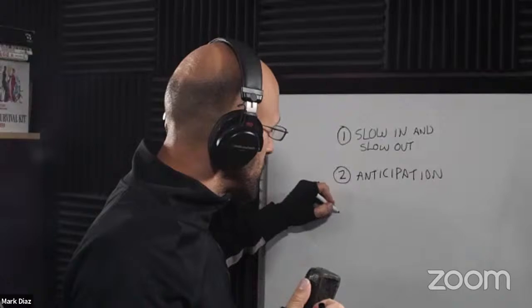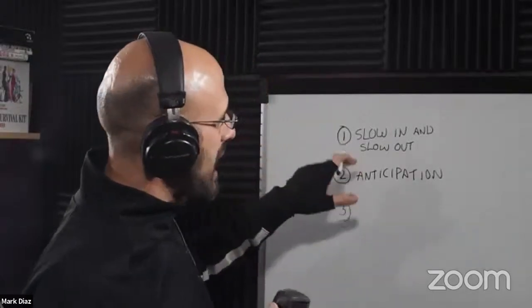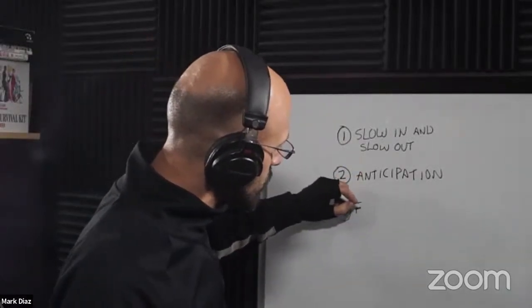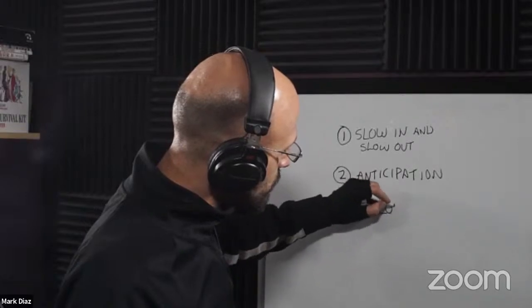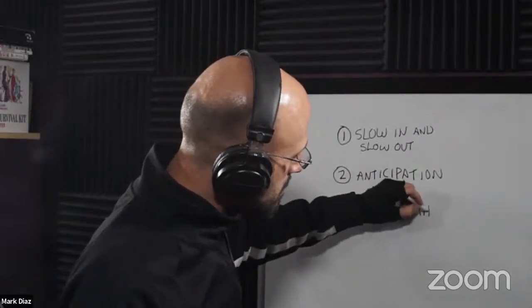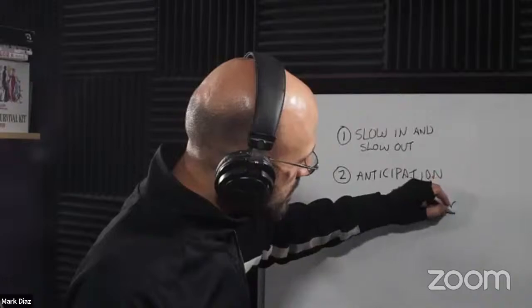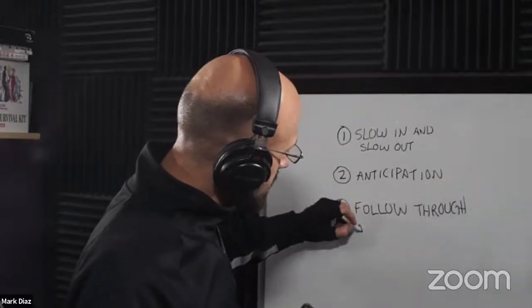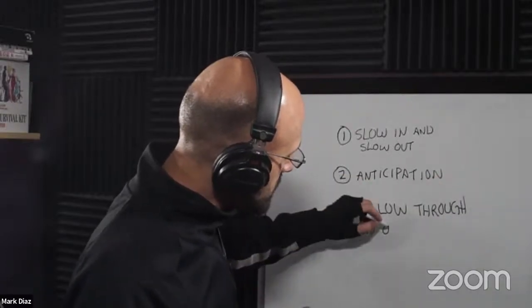So that's anticipation. The other one is what happens after the action, and that is called follow through. We're going to see examples. And overlapping action is the same principle.